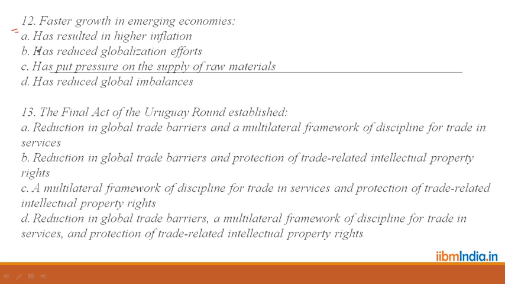Question number 12. Faster growth in emerging economies has resulted in higher inflation, has reduced the globalization effort, has put pressure on the supply of raw material, has reduced global imbalances. C is the correct answer. They have put pressure on the supply of raw materials. Question number 12, C is the correct answer.